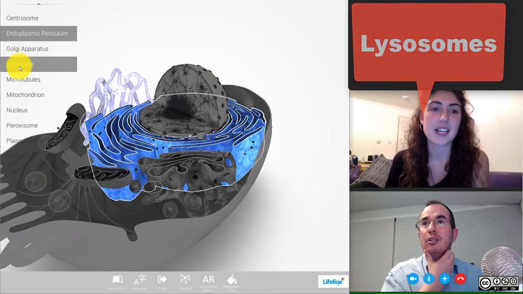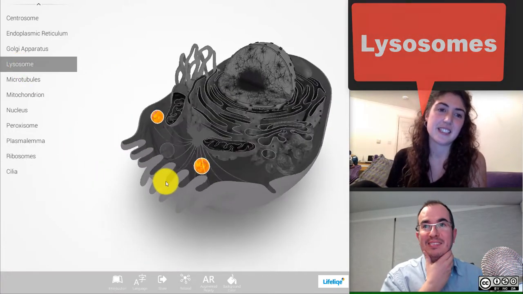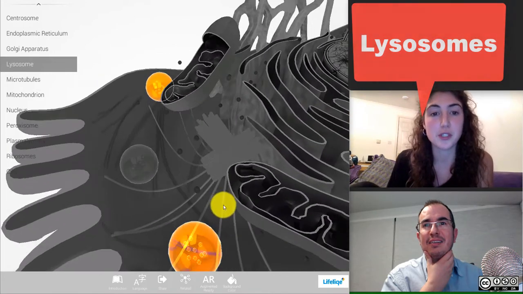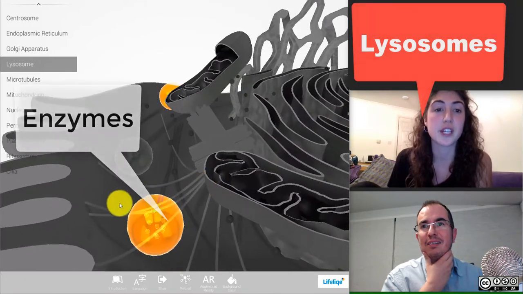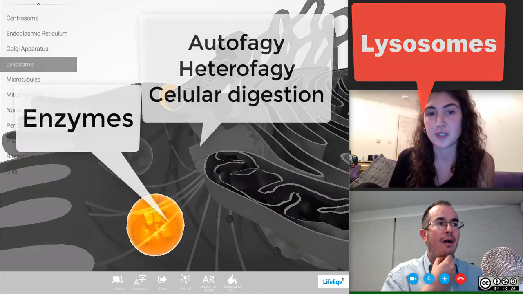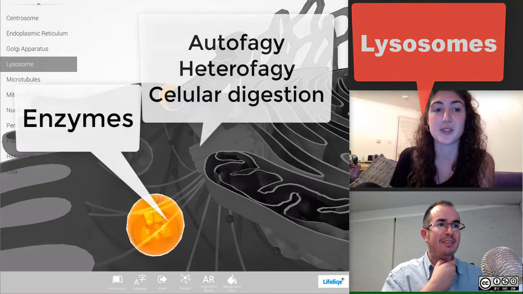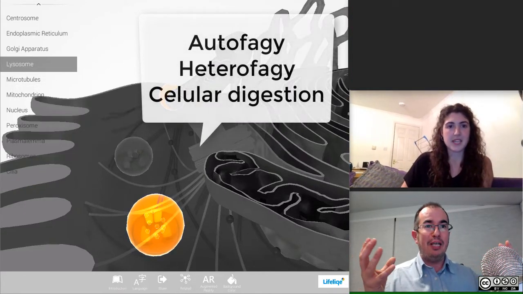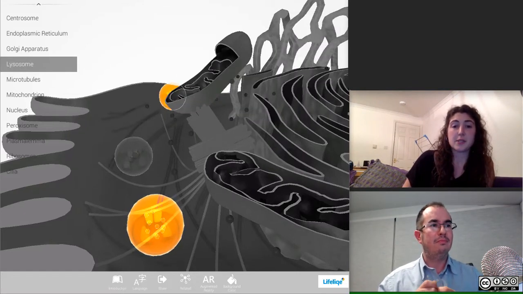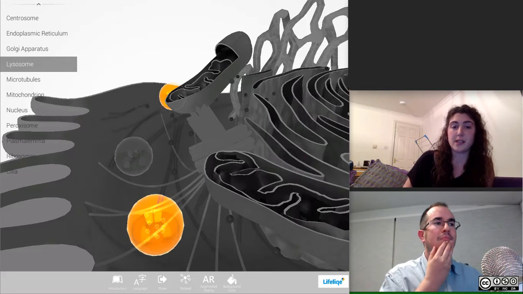Lysosomes. And they are relatively big vesicles originating from the Golgi apparatus and are full of digestive substances named enzymes that will digest substances from inside, autophagy, or from outside, heterophagy. And what else can you tell us? So we can say lysosomes make cellular digestion. They decompose substances to obtain other useful substances that provide nutrition for the cell.